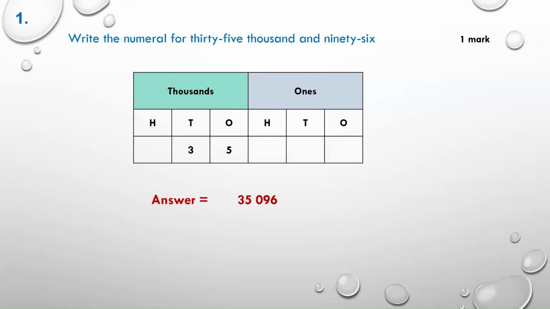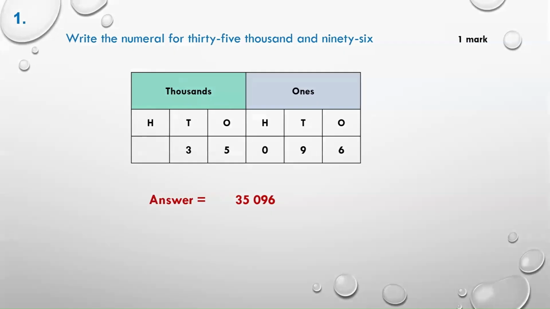Are we seeing any hundreds? There are no hundreds. There are 90, which means 9 tens and 6 ones. So that's how we end up at 35096. Some people either leave a space between the thousands and the zeros to represent 2 different families. Some people put a comma after the 5. It's your choice. So let's go look at number 2 now.